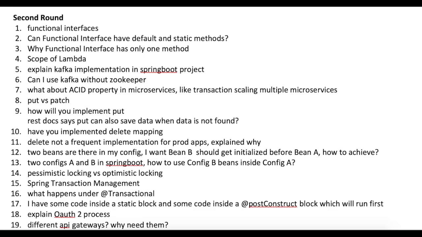So let's move on. Two configurations are there, like there's configuration A and configuration B in my Spring Boot. How to use configuration B beans inside configuration A? Obviously Spring gives you different options to do it. There are two annotations you can use, again @Import and @ImportResource. So you can use this to import the beans from configuration B inside configuration A.